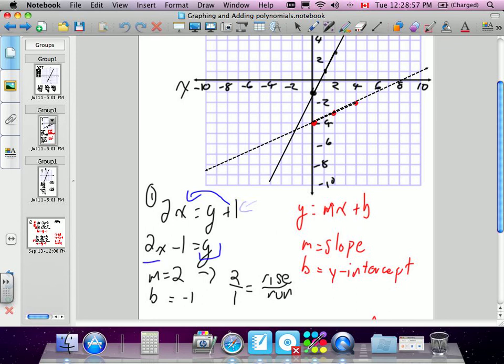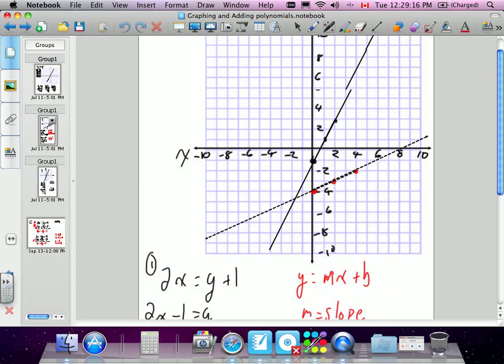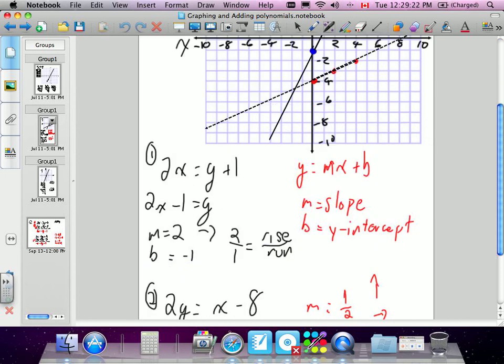Once we did that, we were able to find our m and our b, which is our slope and our y-intercept. Our m was 2, and our b was negative 1. Since b is negative 1, that was our y-intercept, and we're talking about the solid line we drew. So our y-intercept was at negative 1. We decided to turn our slope into a fraction, which is 2 over 1.